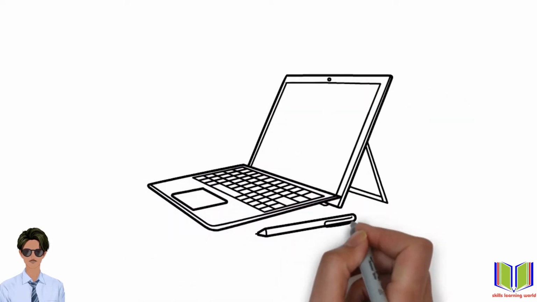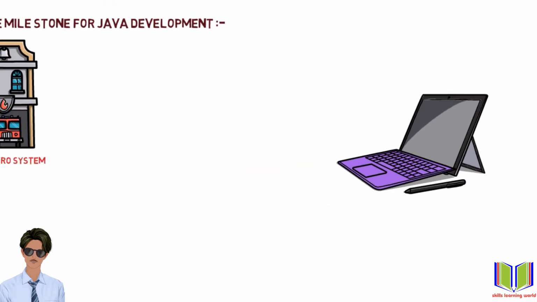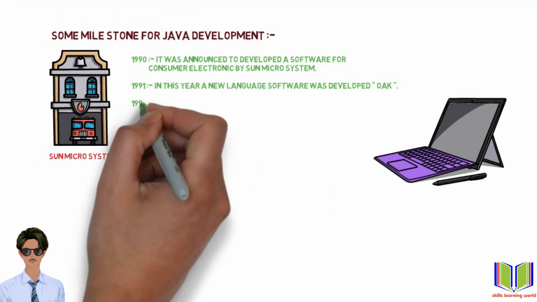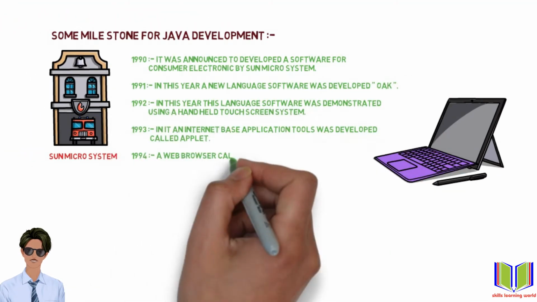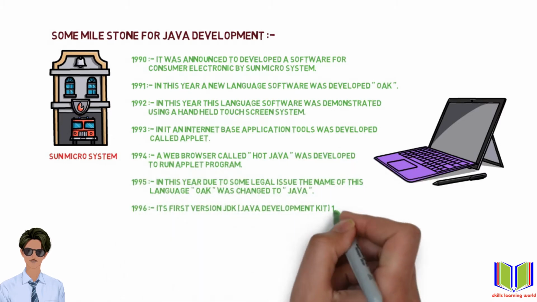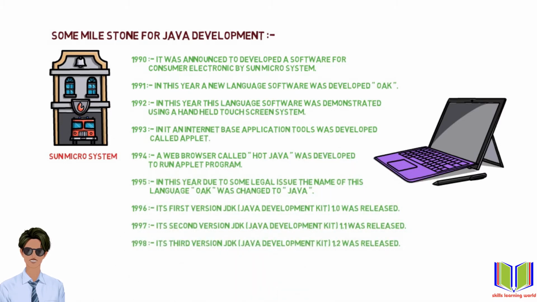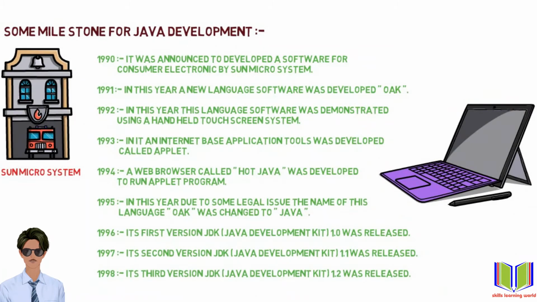1994, a web browser called HotJava was developed to run Applet programs. 1995, in this year due to some legal issue, the name of this language, Oak, was changed to Java. 1996, its first version, JDK, Java Development Kit 1.0, was released. 1997, its second version, JDK 1.1, was released. 1998, its third version, JDK 1.2, was released.